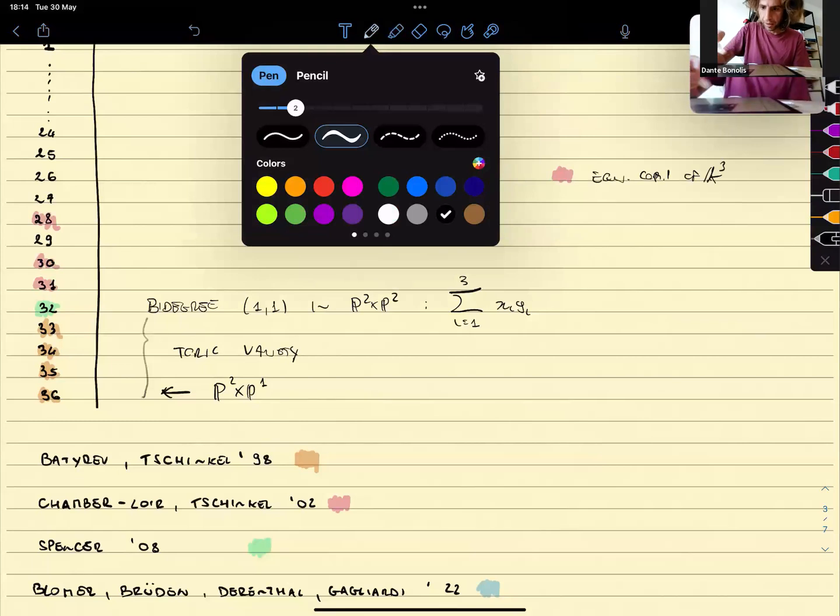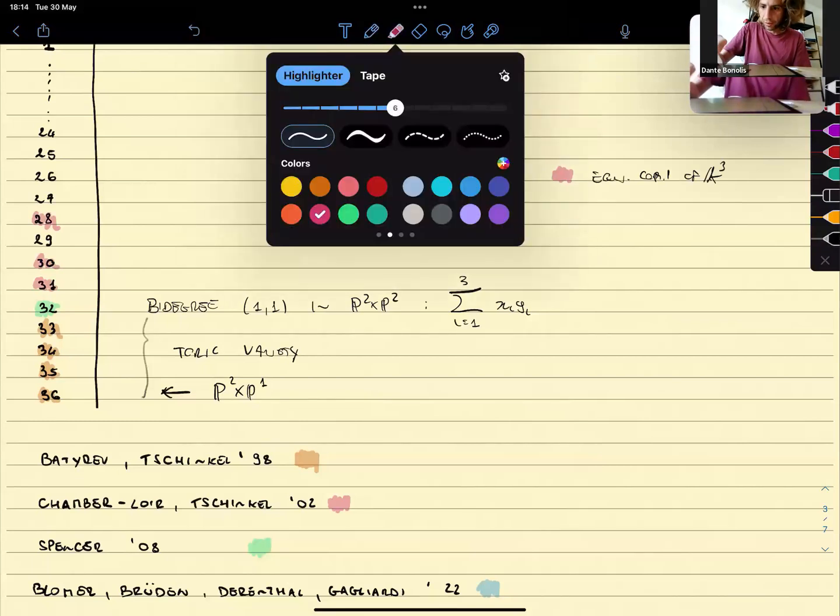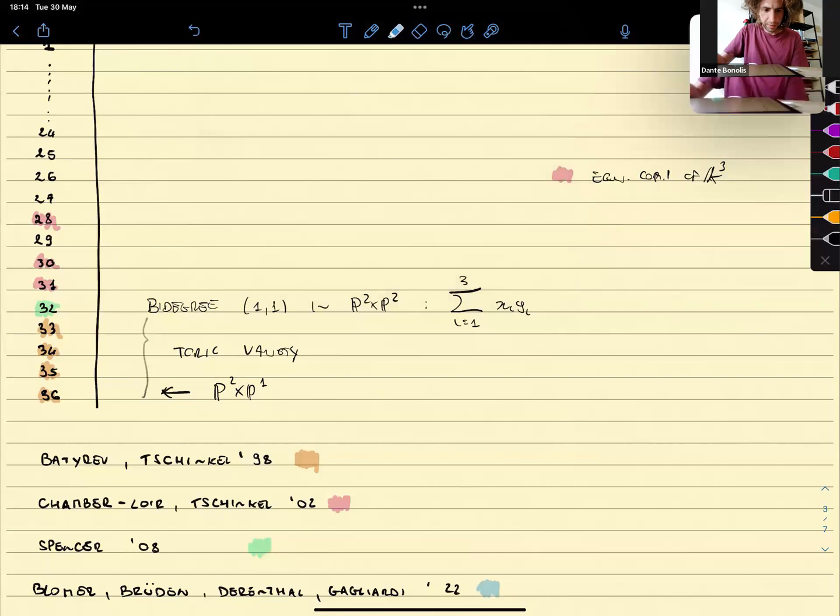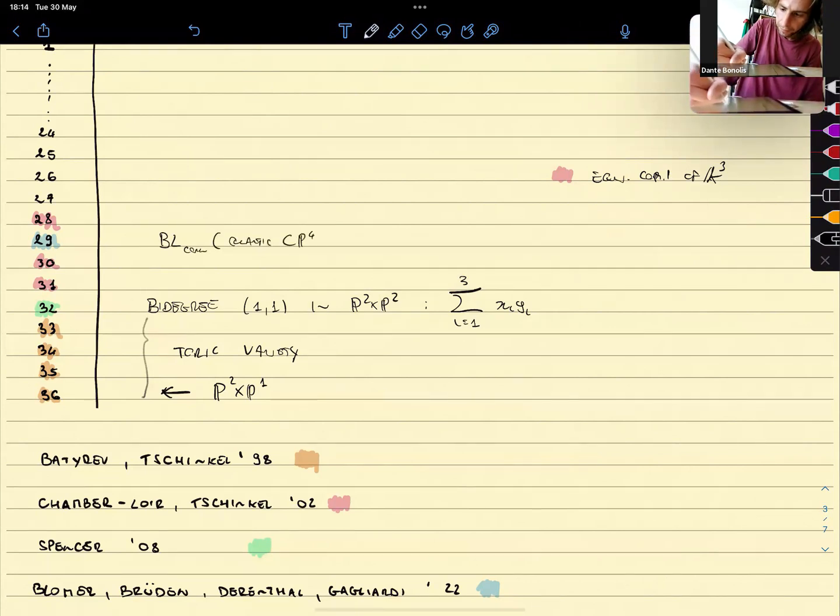And finally, another instance for which it is known is number 29 in the list, which is quite a recent work by Blomer, Brüdern, Derenthal, and Gagliardi last year, and they cover something called spherical varieties. Number 29 is one of them, and this is just a blow up along a conic of a quartic in P4.